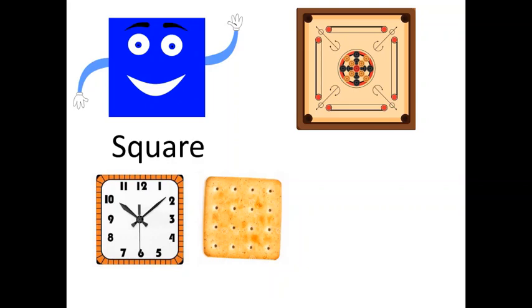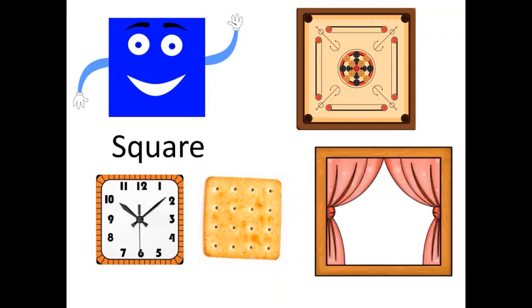Next example is a window. See the sides of the window. There are 4 sides and all the sides are equal. So, in square, we have 4 sides. All the sides of square are equal. And square has 4 corners.